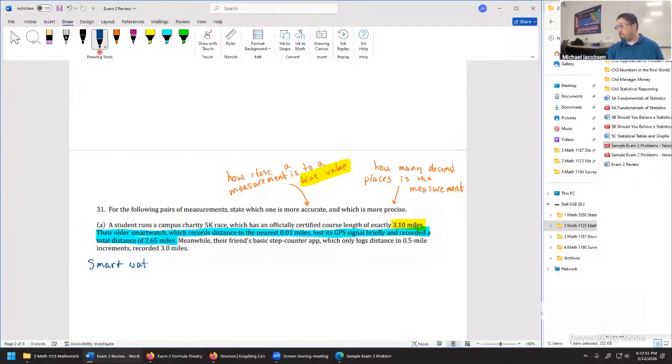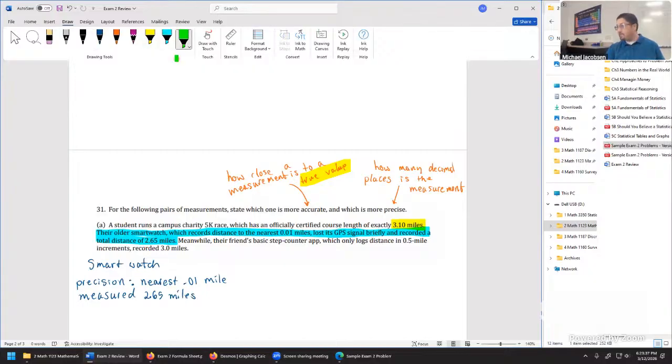Smart watch. Let's begin with maybe the precision. It records distance to the nearest 0.01 miles, so we can say the precision is going to be the nearest 0.01 or nearest hundredth of a mile. So we have a precision there, and it lost its signal, so it gave a measurement of how much through the race was done of 2.65 miles, measured 2.65 miles.